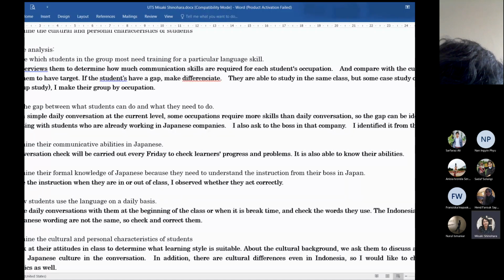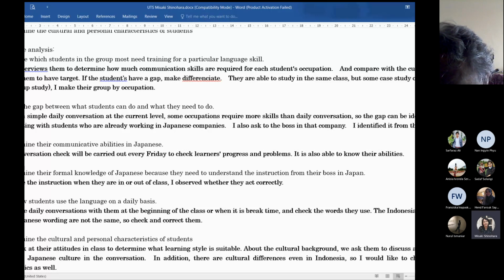Okay. So the first one is, I interview them to determine how much communication skill is required for each student's occupation. So they already have a job in Japan. They already had the interview, then they were accepted. So I have to find out the communication skill. What kind of communication skill is required? It depends on the occupation. And I compare with the current level and give them a target.